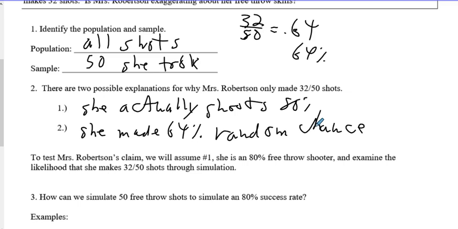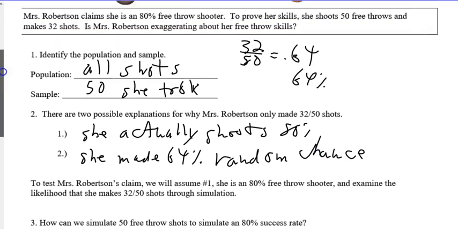Okay, so to test her claim, we're going to assume number one, that she is actually an 80% free throw shooter, and examine the likelihood that she makes 32 out of 50 through simulation. So we're going to simulate 50 free throws. Okay? Now here's the thing. We're going to say, she makes 80%, right?